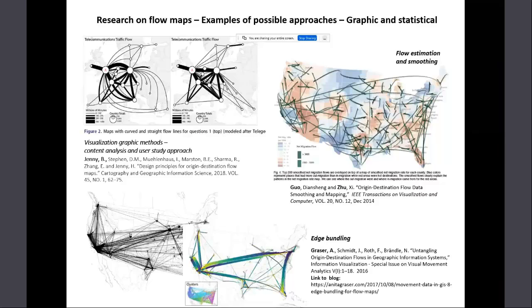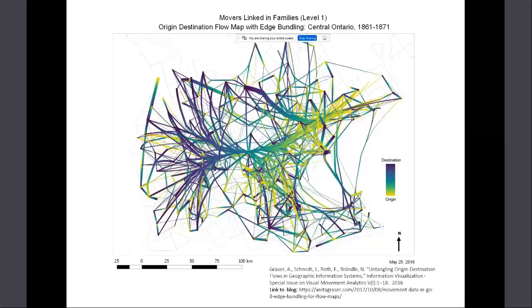Wong and Zhu have written about how to select primary flows, smooth and combine similar lines, and map them effectively. And Anita Graser and her colleagues have championed and developed the edge bundling approach to consolidate and simplify major trends in complicated flows. But every situation in cartographic design is somewhat unique. The next few slides show some of the cartographic design experiments we undertook.